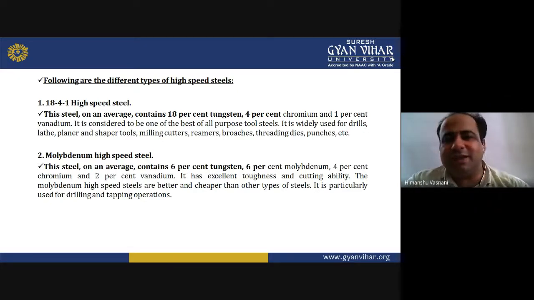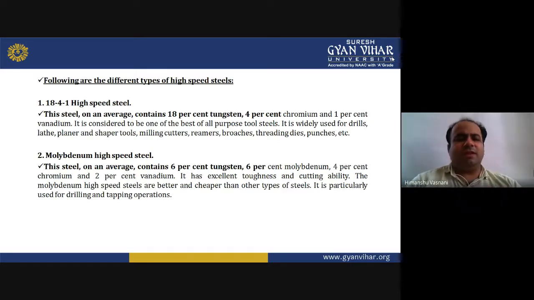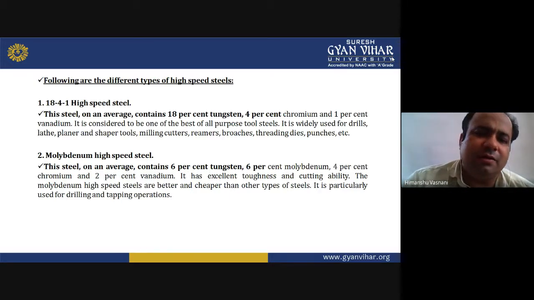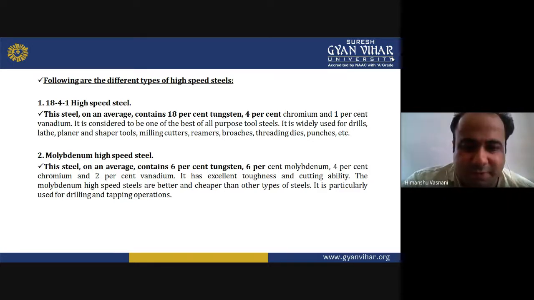Okay, this contains 18% tungsten, 4% chromium, and 1% vanadium, and you can see that it is the best of all purpose tools. The applications are drills, lathe, planer, shaper tools, milling cutters, reamers, broaches, threading dies, and punches.